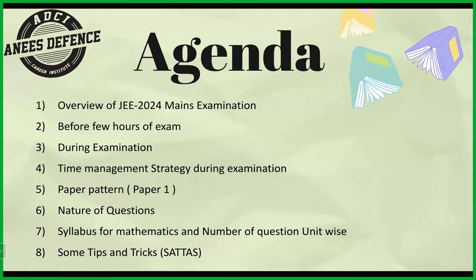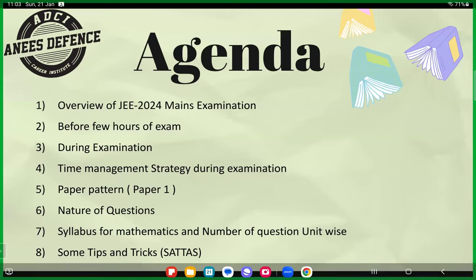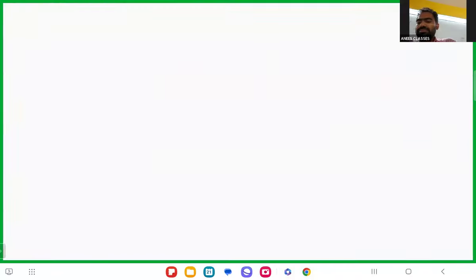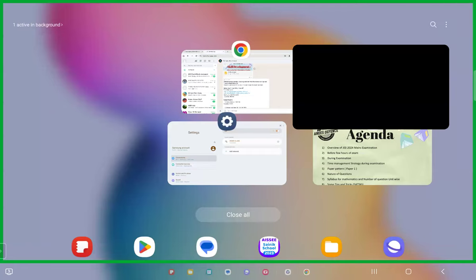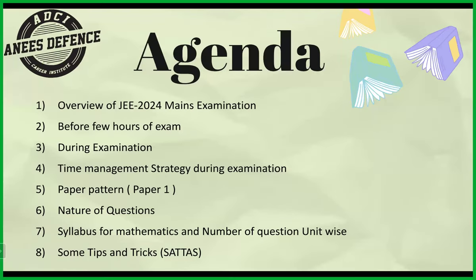So today's agenda is an overview of the JEE Main examinations: before a few hours of the exam, during the examination, time management strategy, paper pattern, nature of questions, syllabus for mathematics, number of questions unit-wise, and some tips and tricks.